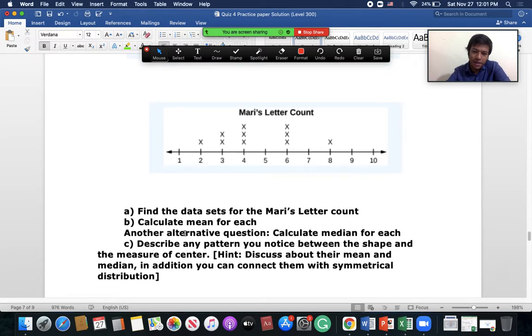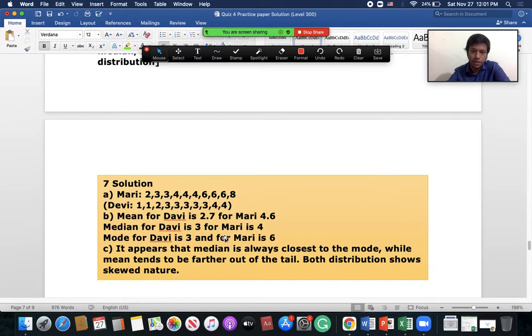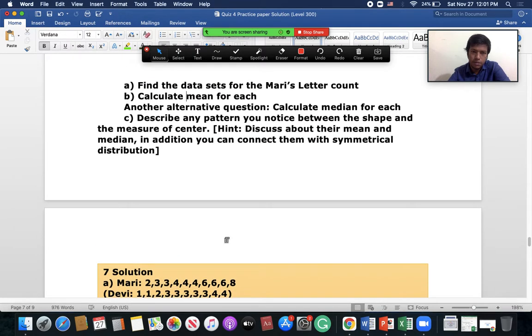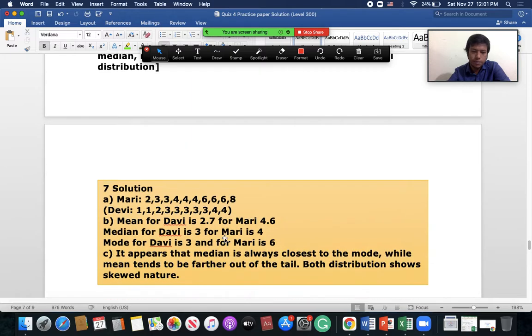And then this is the letter count, and we calculate the mean and so on. First of all, we have to extract the data: 2, 3, 3, 4, 4, 4, 6, 6, 8, etc. for Devi. Then we can find the mean for Devi, the median for Devi, and the mode for Devi. We can use this extracted data to find all these answers.